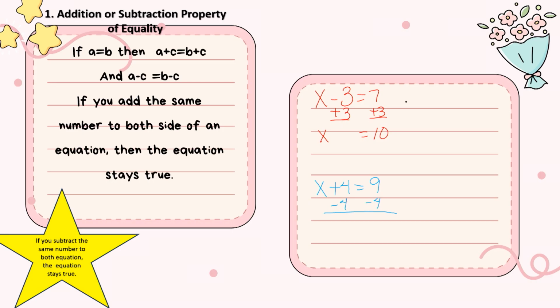So I'm equal on both sides. I have the same thing on both sides. I'm doing the exact same thing. I'm washing the car on both sides. I'm putting makeup on both sides of my face. So then I have x equals 5.